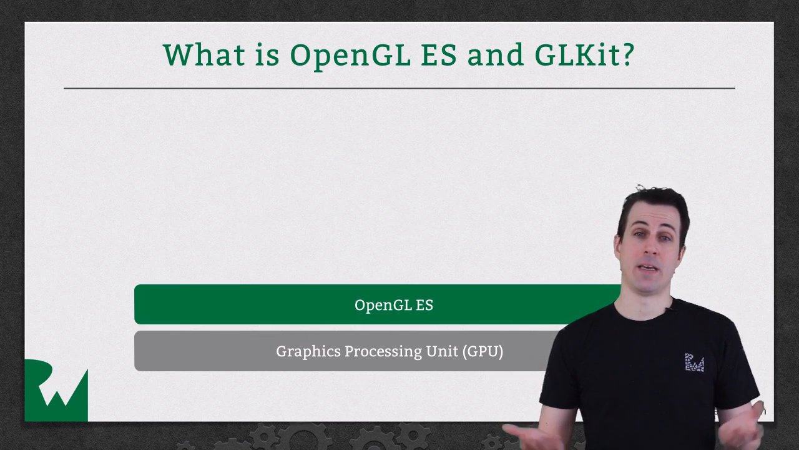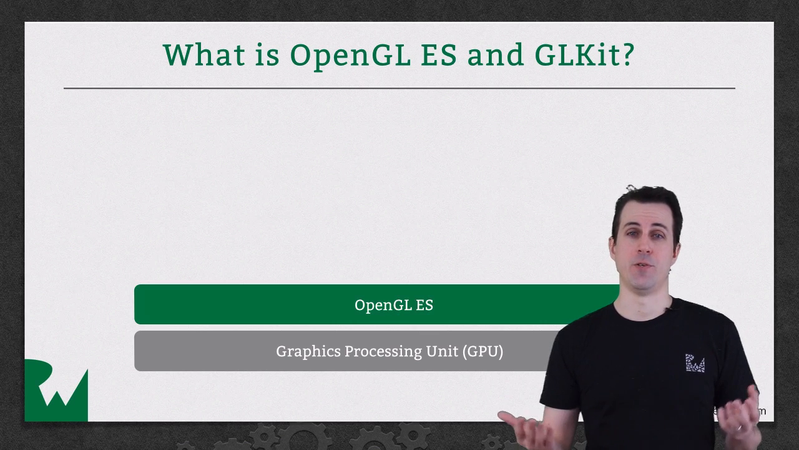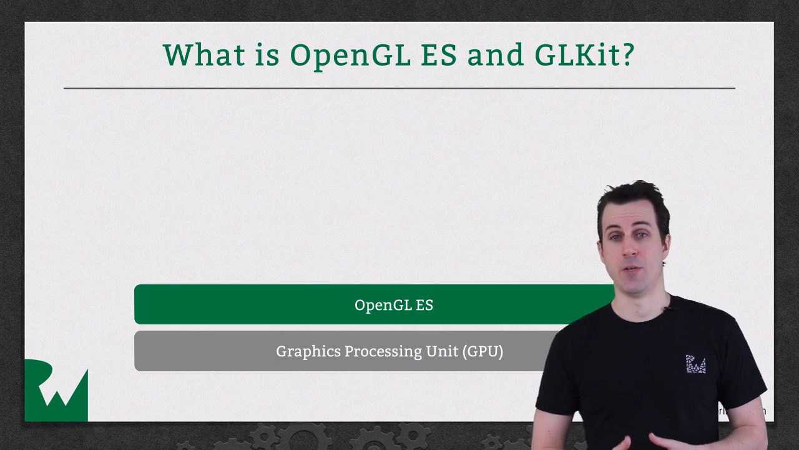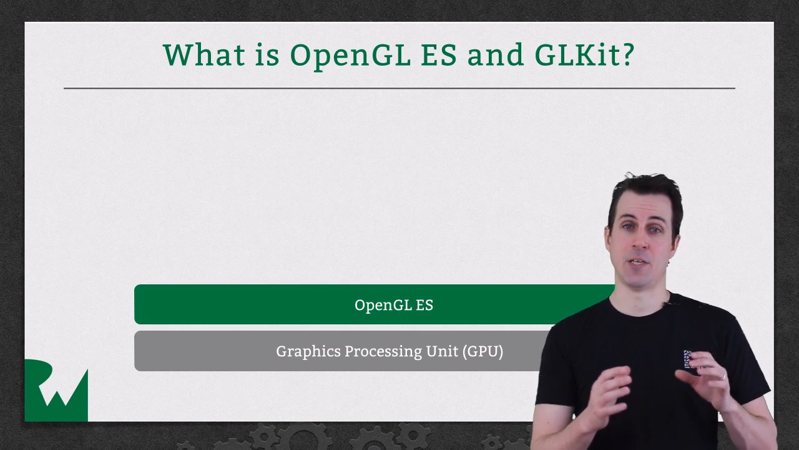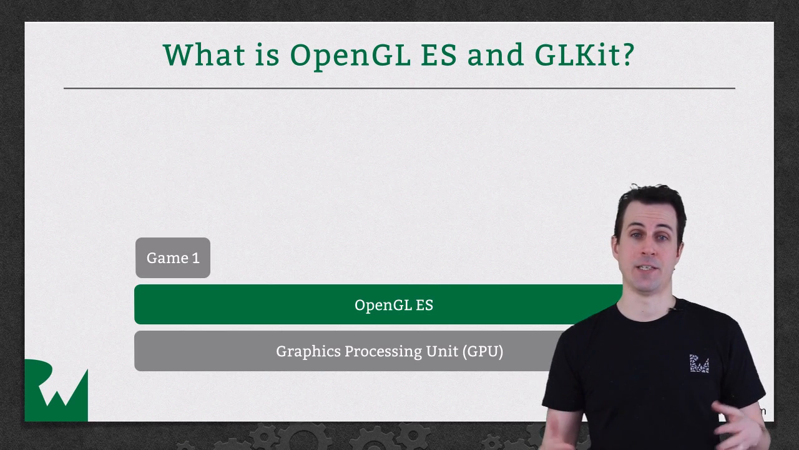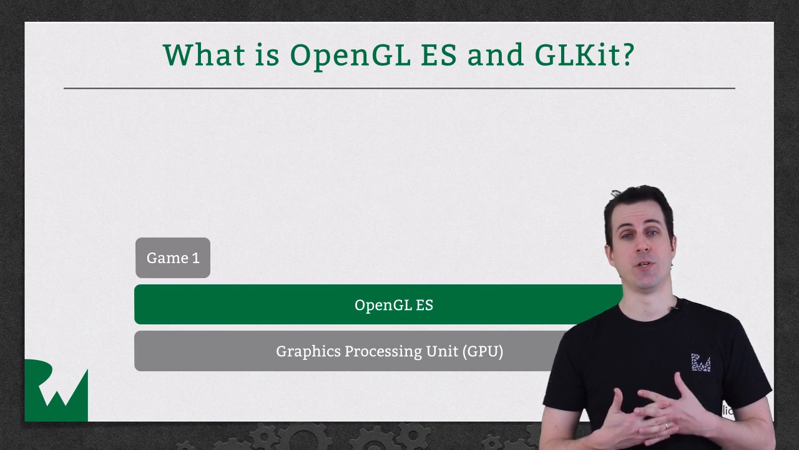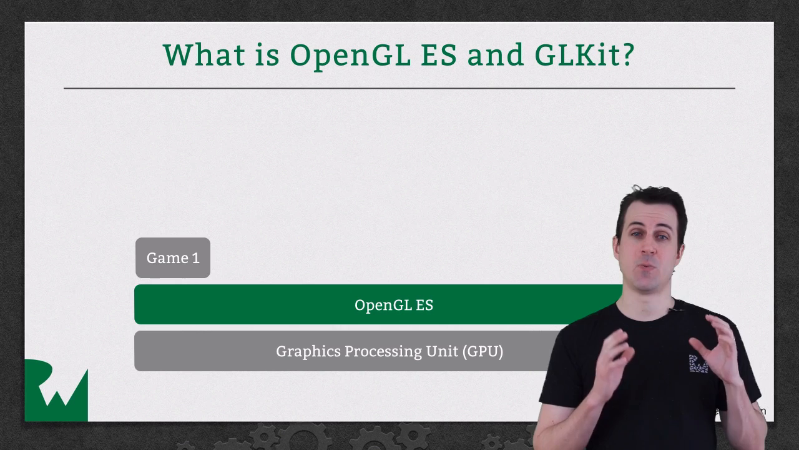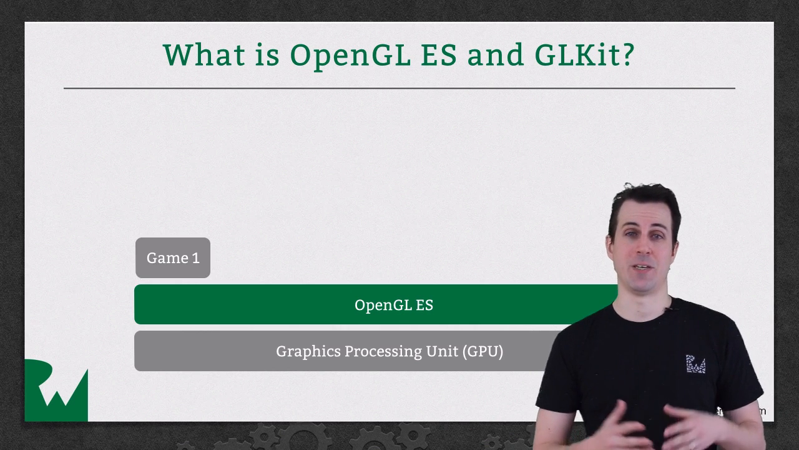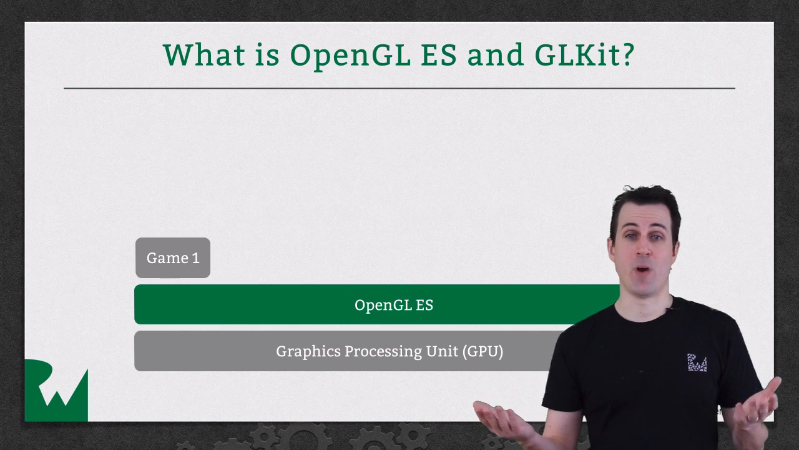So let's say you want to make a game for iOS. Well, what should you do? There's a couple different options that you have. One is you can make a game that sits directly on top of OpenGL ES, and that's actually what we're going to be doing in this video tutorial series. In the old days, this was the only way to make games on iOS because there weren't a lot of good game frameworks available yet.